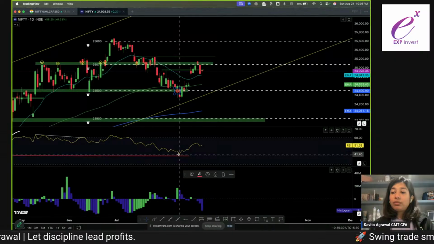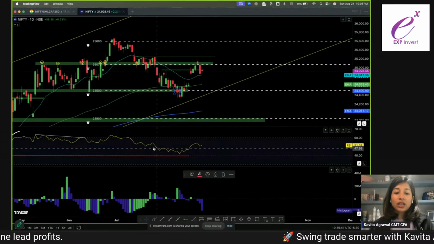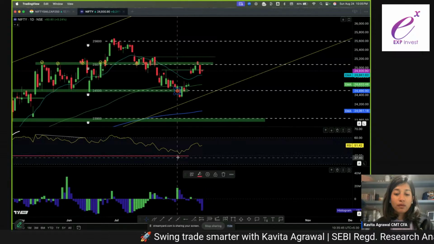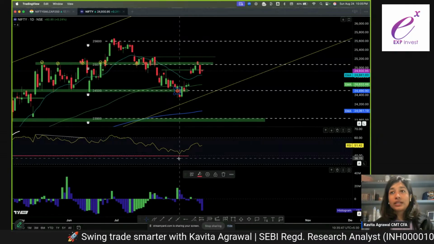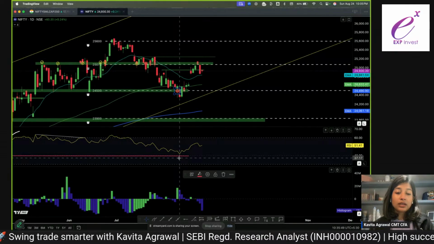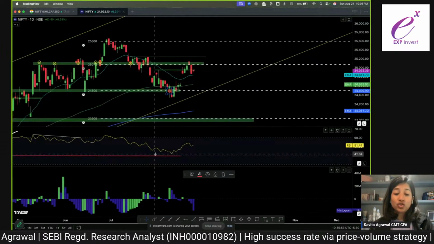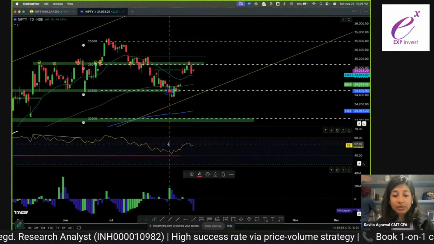On the daily time frame, on a broad perspective, there is support at the level of 24,500, which indicates that the underlying bull trend is still strong. This we've discussed multiple times.